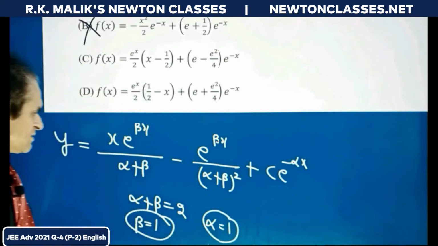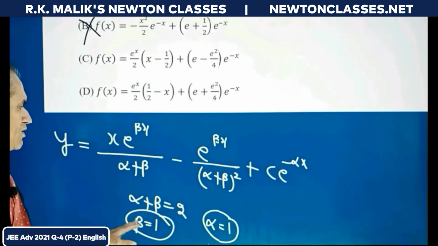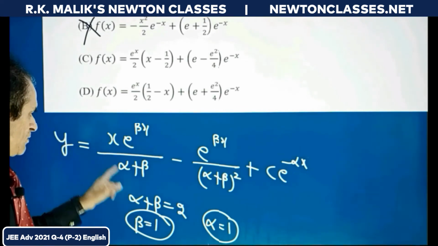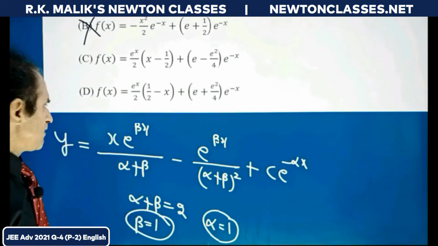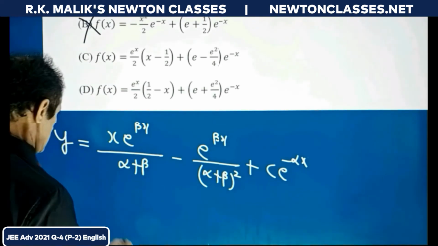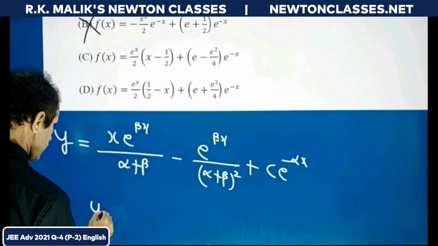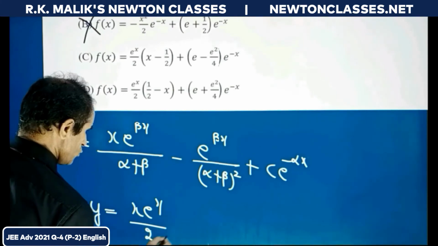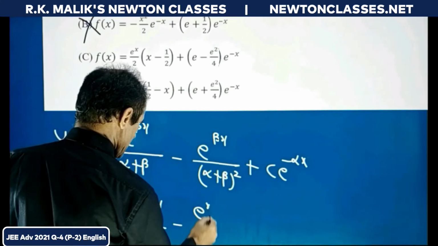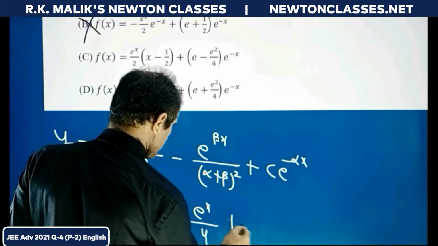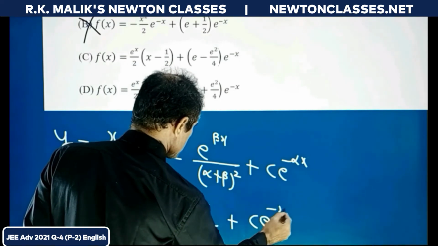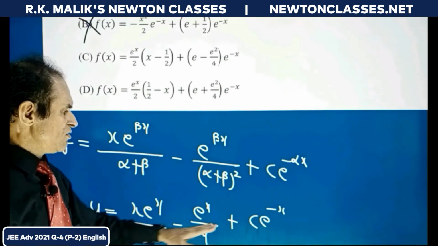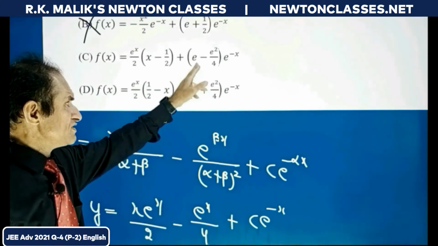And let us check for alpha and beta equal to 1, can this be same as this? Now see, for alpha and beta both equal to 1, it is clear that I'll get y equal to x e to power x by 2 minus e to power x by 4 plus c e to power minus x. Now this can be same as this once the value of c matches with this.